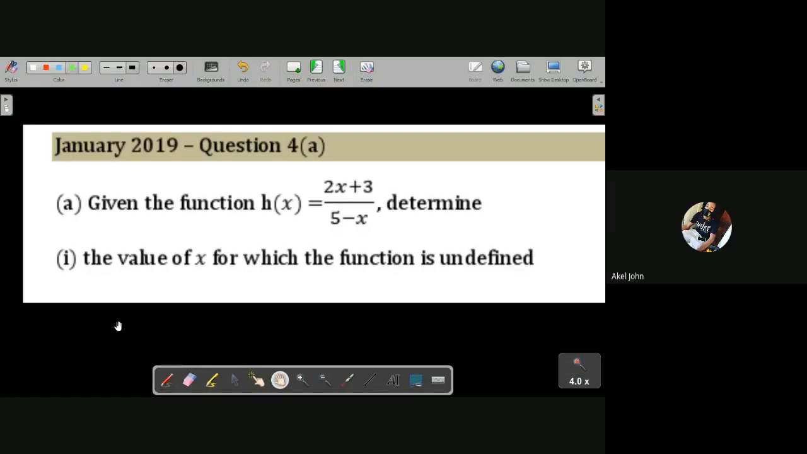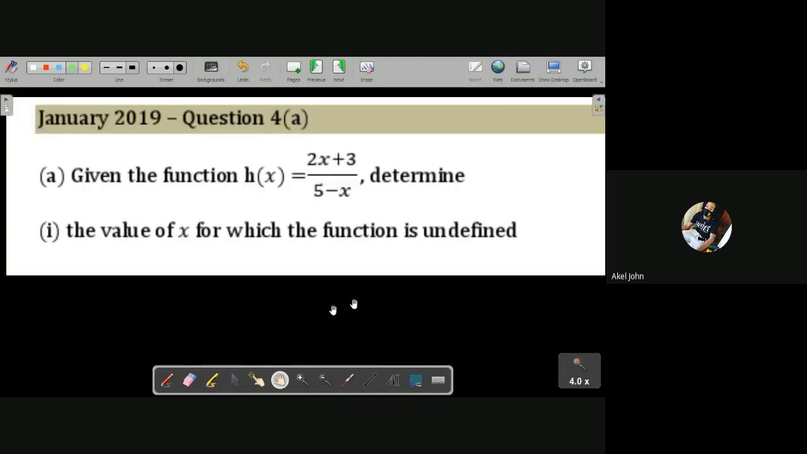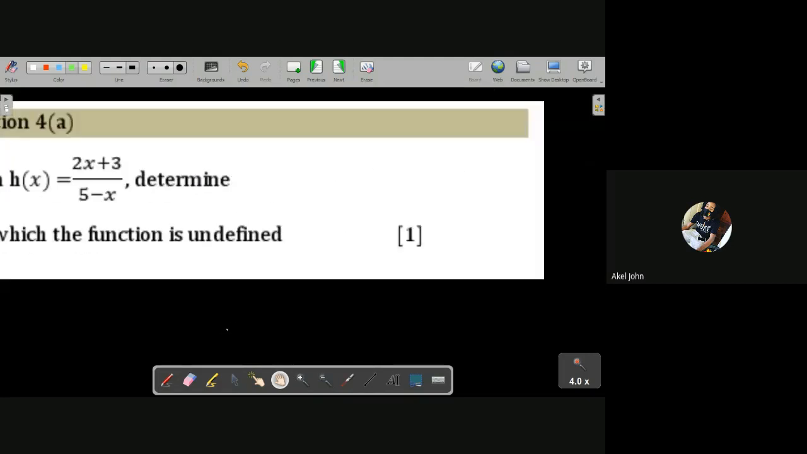Given the function f of x is equal to 2x plus 3 over 5 minus x, determine the value of x for which the function is undefined. And that is for one mark. So using the mark as an indication, CXC expects you to know this.